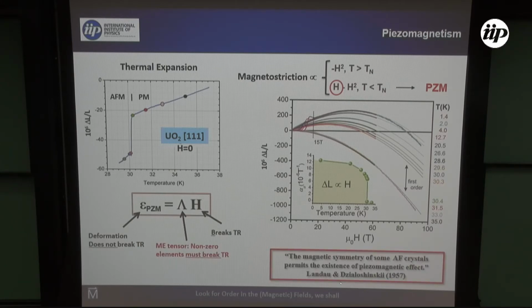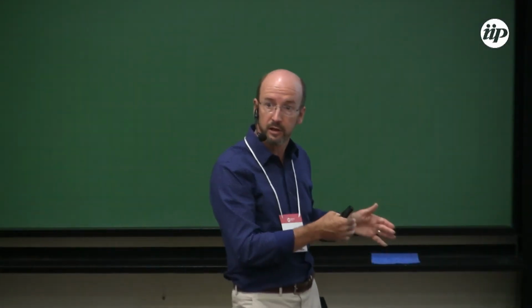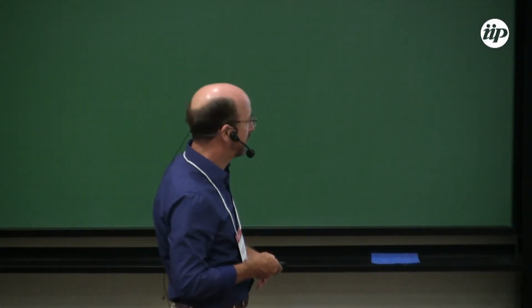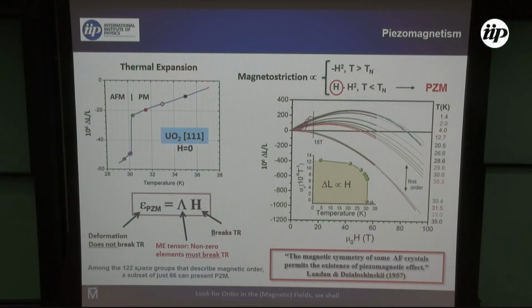This was identified a long time ago by Landau and Shalosinski in 1957, who said that the magnetic symmetry of some antiferromagnetic crystals permits the existence of the piezomagnetic effect. By the way, all ferromagnetic crystals do that because they absolutely break time reversal symmetry, but not all antiferromagnetic states. As a matter of fact, there are 122 space groups that describe magnetic order, and only a subset of 66 can allow piezomagnetism. So we realize we can actually tell what the symmetry of the magnetic order is from a bulk measurement like magnetostriction.